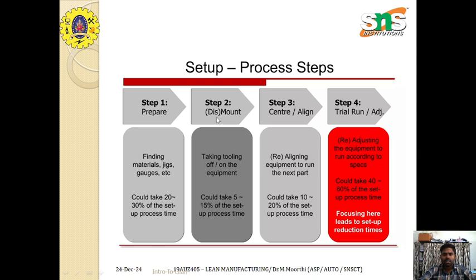The second one is dismount. It starts with taking the tooling off the equipment and could take 5 to 15 percent of the setup process time. The third step is center or align, aligning the equipment to run the next part, which could take a minimum of 10 and a maximum of 20 percent of setup time. The last step is trial run or adjusting, adjusting the equipment to run according to specification, which could take 40 to 60 percent of the setup process time.